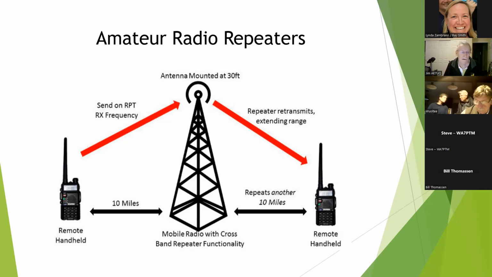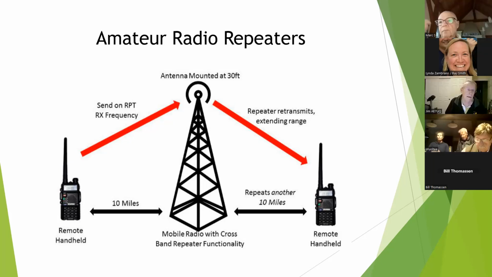And that happens on 2 different frequencies. You send a message to the repeater saying, I've got a message for somebody else. As I just told you, you'd say, repeat a message for Steve, WA7PTM. And it takes that message and retransmits it on a different frequency. That difference is called the offset. We'll cover that a little bit in the next slide.